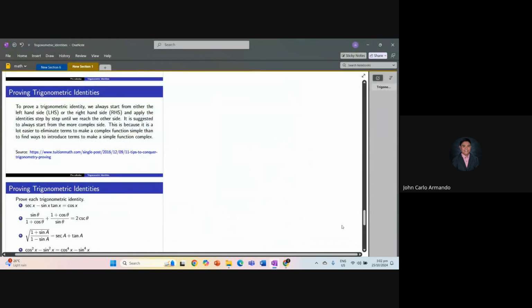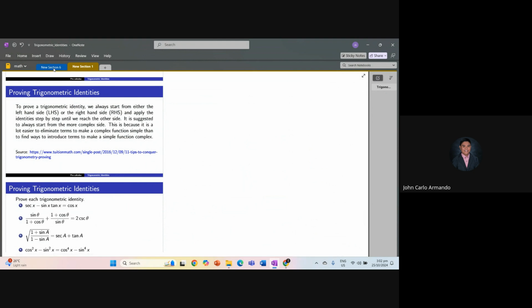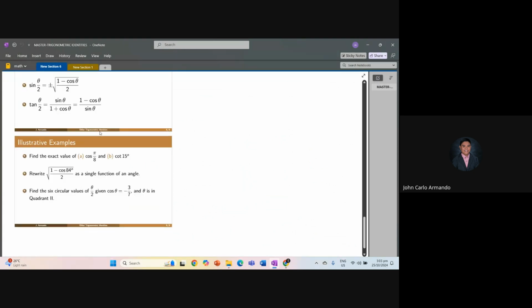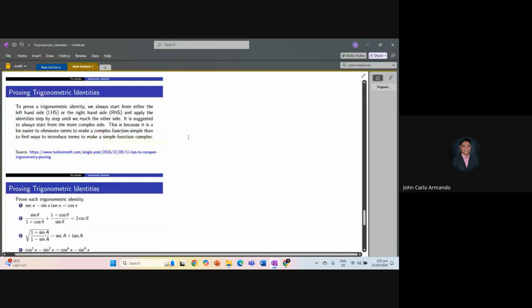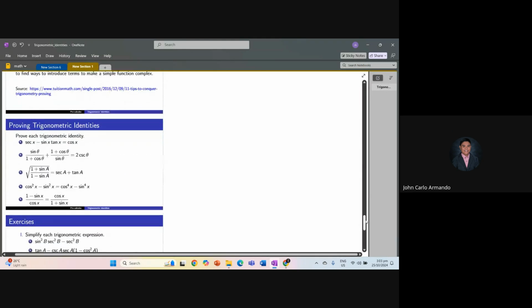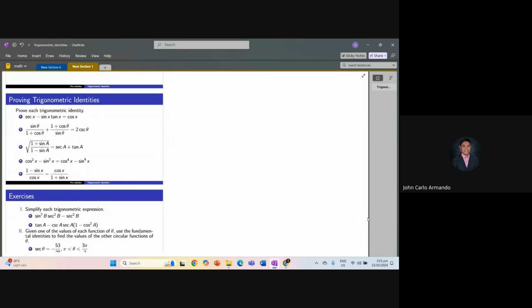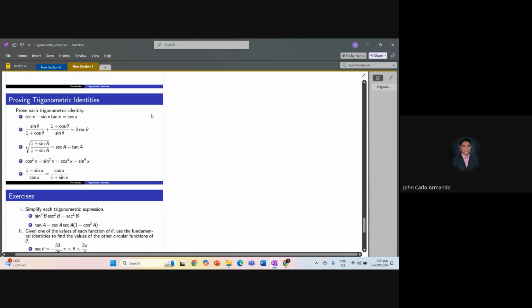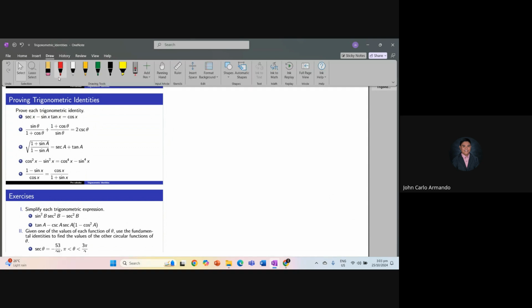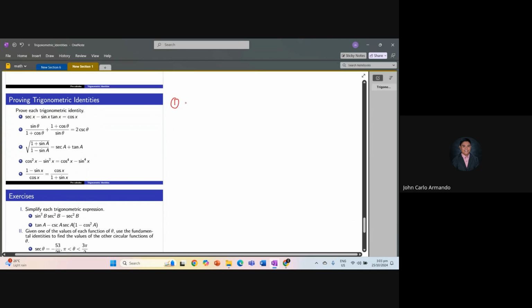Okay, this is a little intro before we proceed to the main lesson. So this is the main lesson. This one. Okay? Okay, so let us prove these identities. Hopefully it is visible. Okay, the first identity is secant x minus sine x times tangent x equals cosine x.